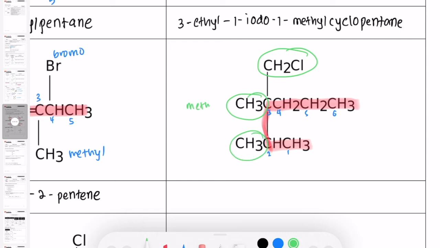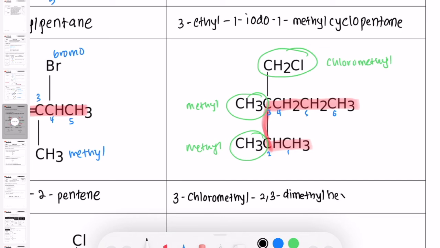Our substituent is this one, and this one. So ini kita tahulah ini metil, and this one something new for you mungkin. Ini kita panggil sebagai chloromethyl. Okay, so how are we going to name it? So since chloromethyl comes first, maka kita akan bagi dia dahulu. 3-chloromethyl. Okay, so metil kita ada 2 kan? So 2,3-dimethyl hexane.